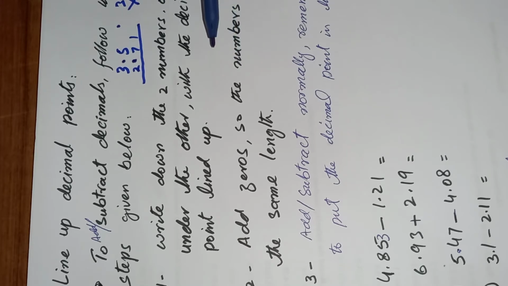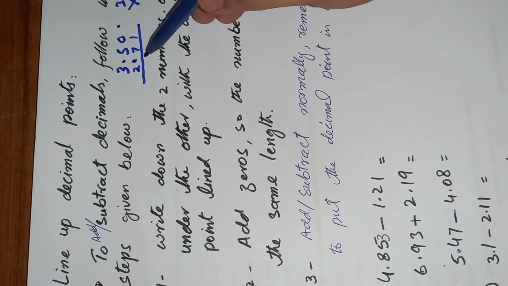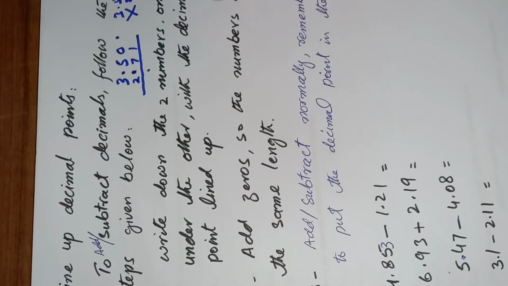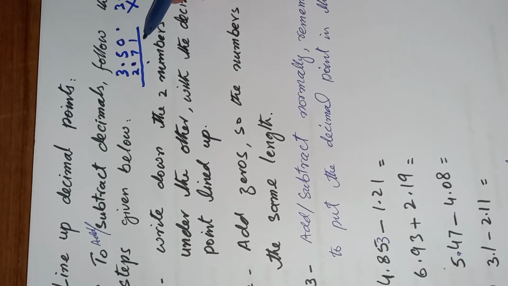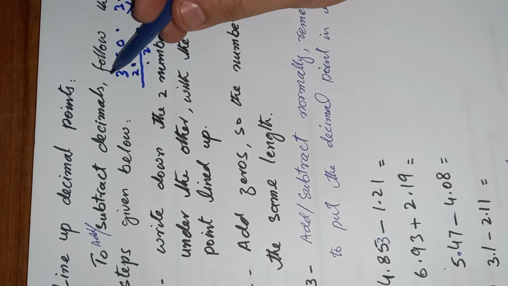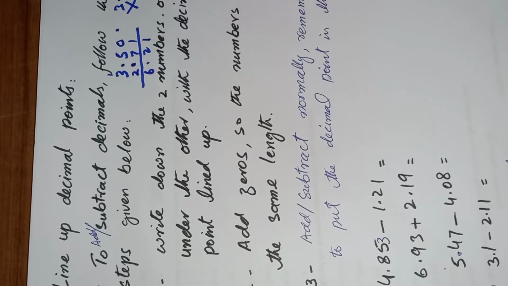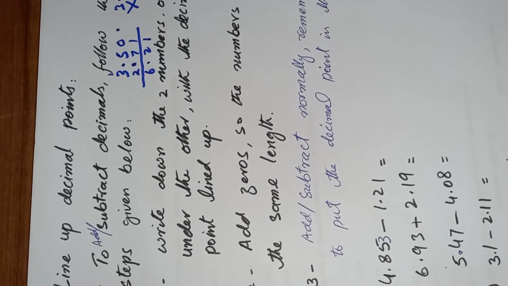Add zeros so that the numbers have the same length. Now it doesn't have the same length, so we have to put 0 here. The next step is to add or subtract, the way we normally do, remembering to put the decimal point in the answer also. So in the answer also we will put the decimal as it is. If we are adding, 1 plus 0 is 1, 1 plus 2 is 3, 3 and 3 is 6. In this way we will carry out the procedure. These are the steps to be kept in mind before adding or subtracting decimal numbers.